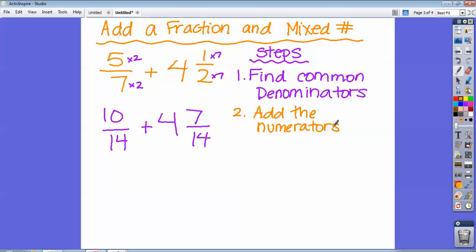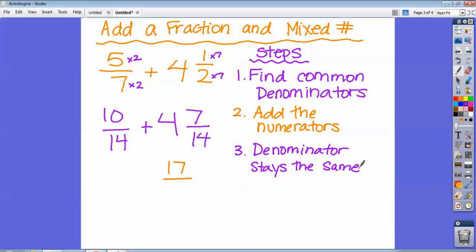Okay, what is 10 plus 7? 17. Okay, how do I come up with my denominator for the fraction? Rylan? It does stay the same. So step 3 will be denominator stays the same. And what was my denominator that's going to stay the same? 14. 14.